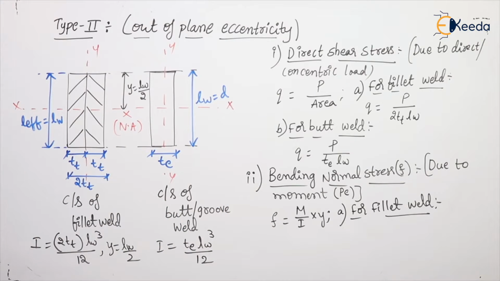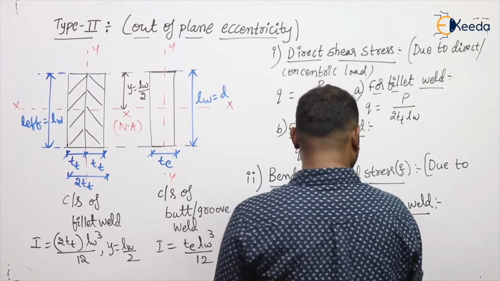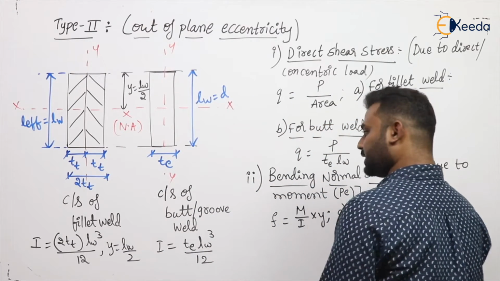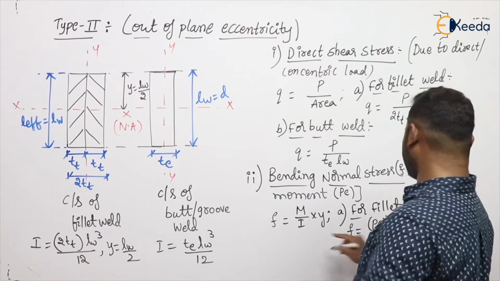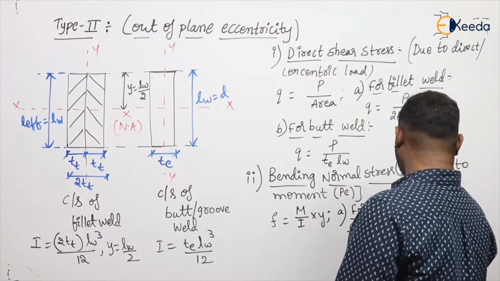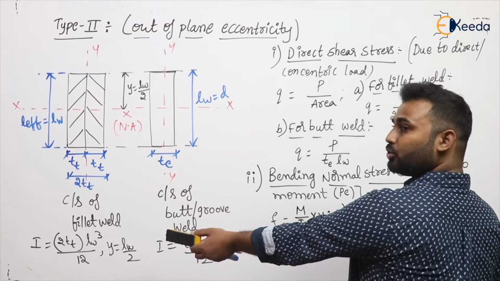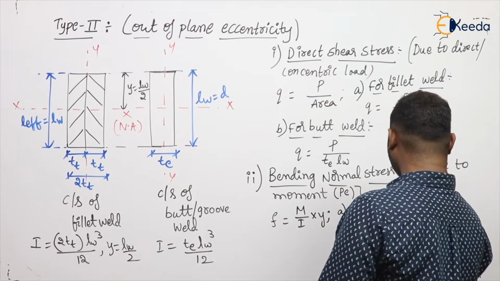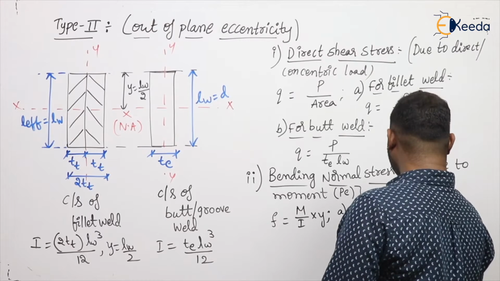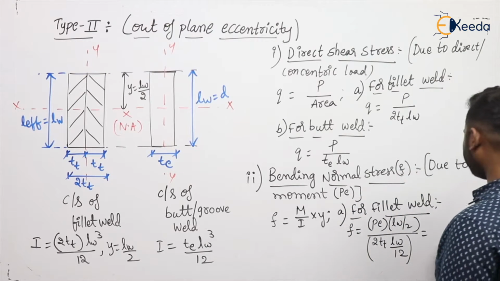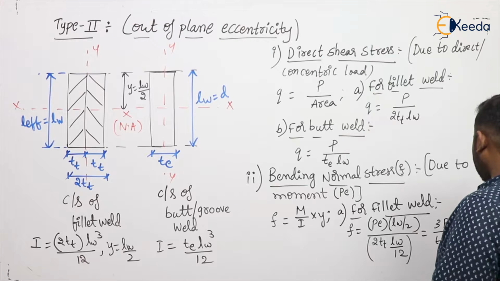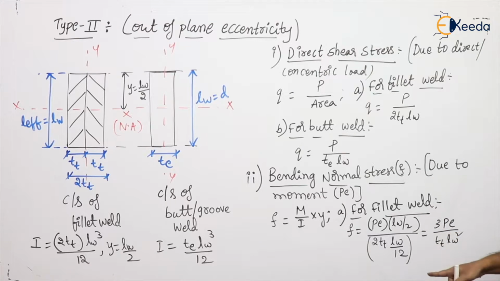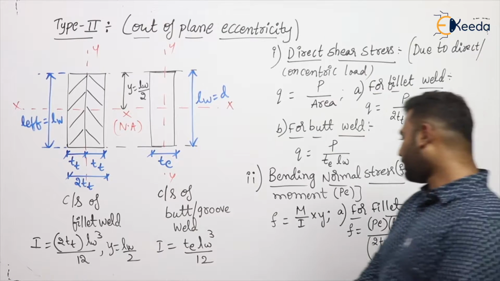Upon substituting these values here, the bending normal stress in fillet weld is nothing but M, M is nothing but PE, and y is nothing but LW by 2, and moment of inertia is nothing but 2TT LW cube by 12. Upon simplifying, we'll get the bending normal stress in fillet weld as 3PE upon TT LW square. Now for butt weld.